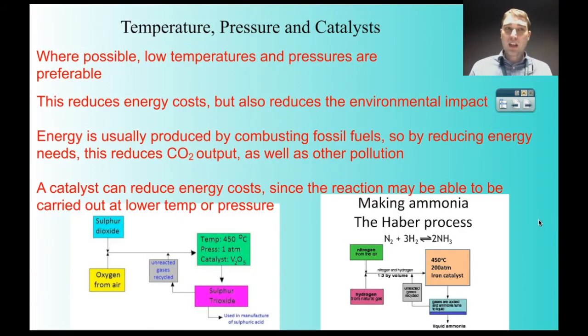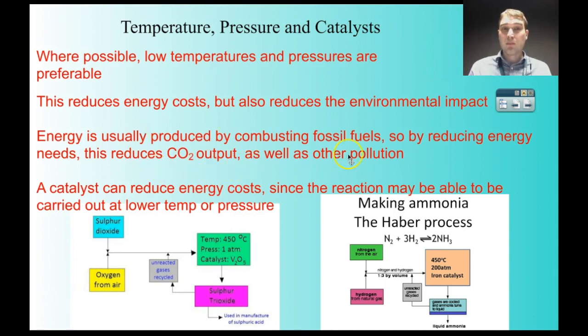So to summarize, it's an advantage for a manufacturer to produce their product at low temperatures and pressures where possible. The reason for that is it reduces your overall costs, and particularly energy costs, since it requires energy to produce high temperatures and high pressures to start with. The other aspect, though, is that having high energy costs also has a high environmental impact. The reason for that is usually energy is coming from the combustion of fossil fuels. That leads to an environmental impact in terms of the enhanced greenhouse effect that we talked about a while ago.